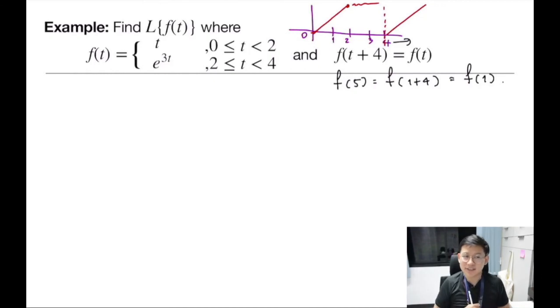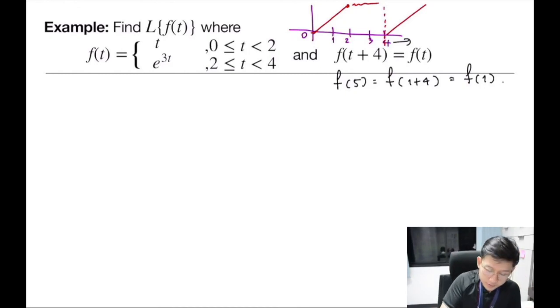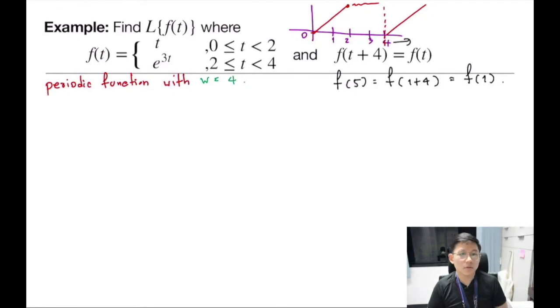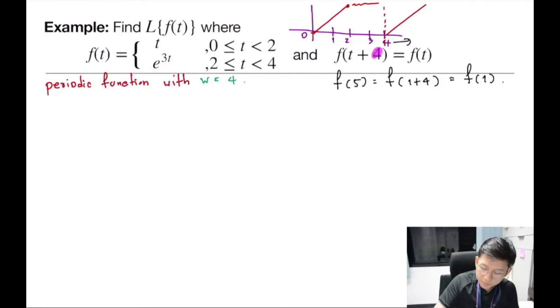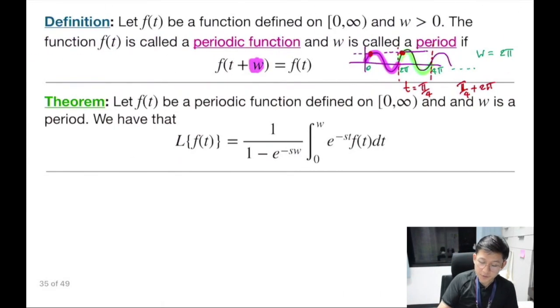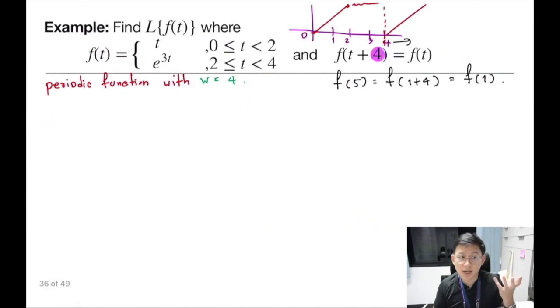Does it make sense? So it's repeated, repeated. This kind of function is a periodic function with the period equal to 4, right? Because if you look here, f(t + 4) is the same as f(t). Here, f(t + w) is the same as f(t). It means that w is actually 4. Okay, w is the period.